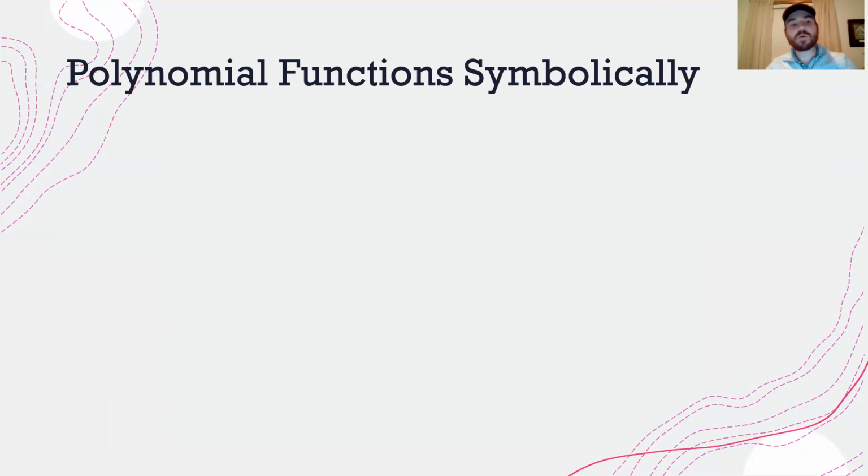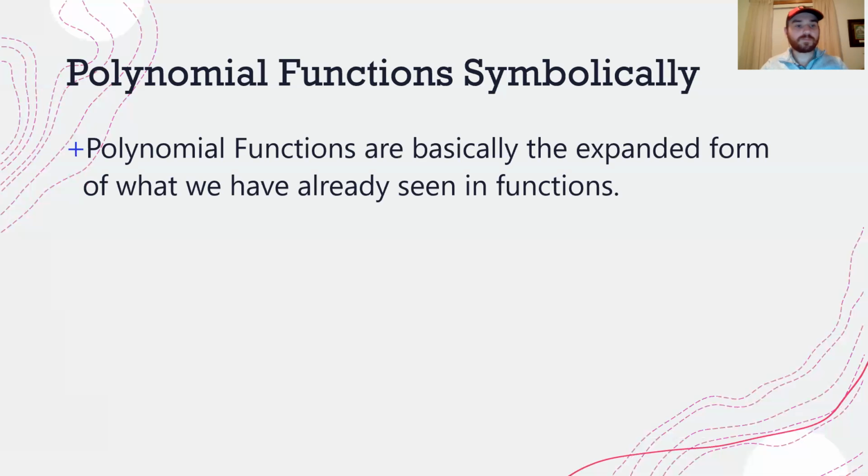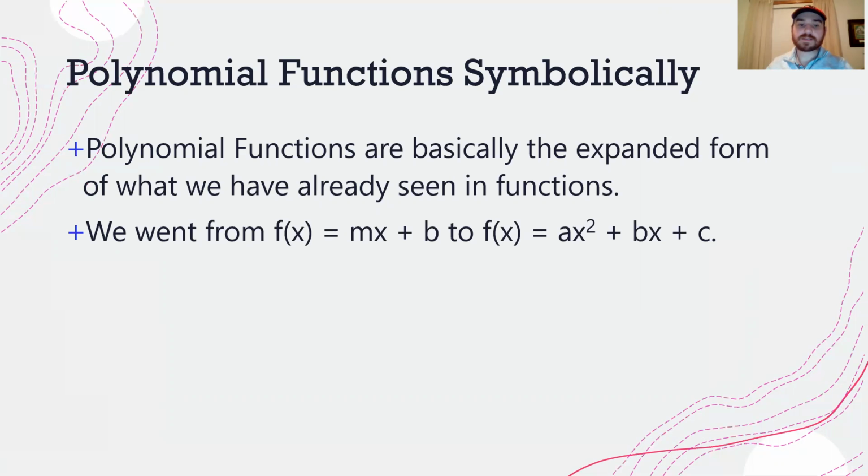So let's look a little bit at what polynomial functions look like symbolically. Polynomial functions are basically the expanded form of what we've already seen in functions. So we started with linear functions, then we moved to quadratic functions. That looked like this. We went from this mx plus b to ax squared plus bx plus c. This we can think of as having an exponent of 1. So really what we did was we just added another term to this that had an x squared, right? A quadratic function is just a linear function with something x squared attached to it.